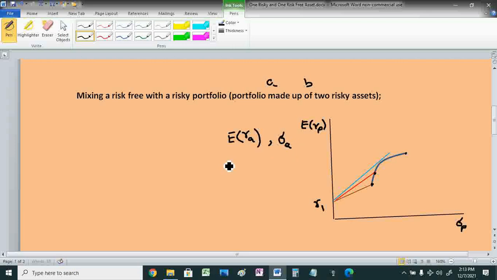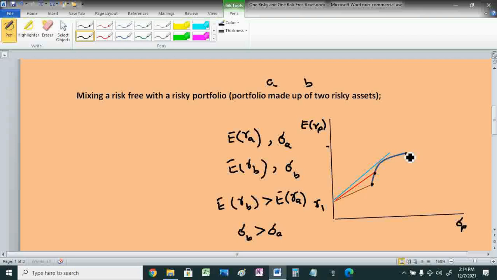Similarly, we can define the expected return on security B as E(RB), and let the standard deviation of security B be equal to sigma B, and let's assume further that E(RB) is greater than E(RA), and also that given our previous assumption, we can also write that sigma B is going to be greater than sigma A.